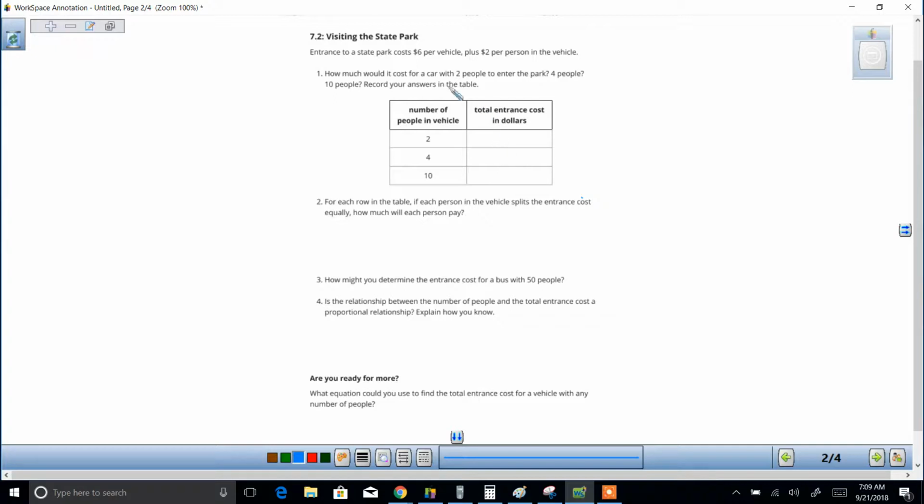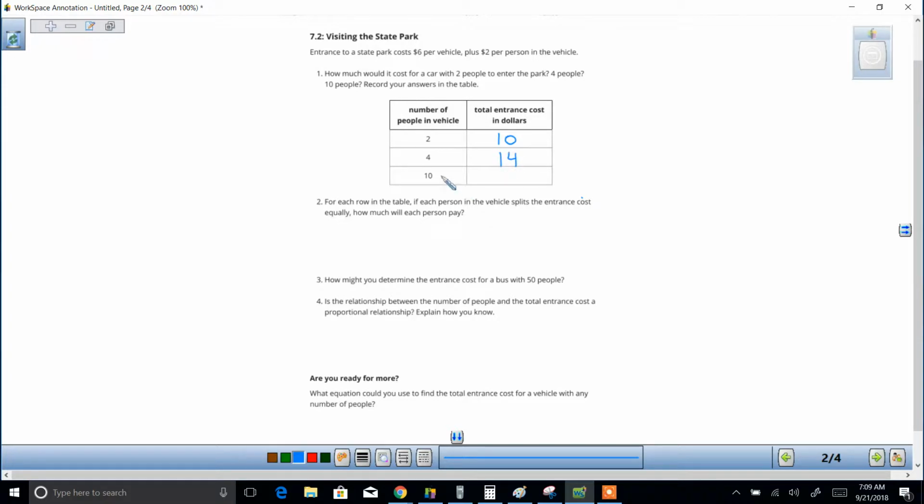Fill out this information to the side. So just do some quick math here. If we have 2 people in the vehicle, we have to pay $6 plus $2 for each of those 2 people, which would be 4. 4 plus 6, this would cost us $10. If we had 4 people in the vehicle, we have to pay the $6 no matter what, plus $2 for each. That's 8 plus the 6, $14.